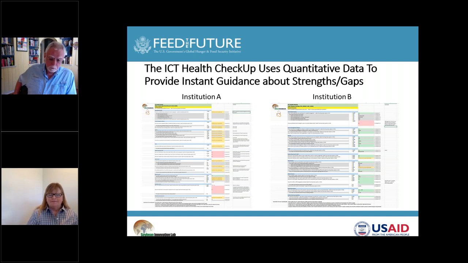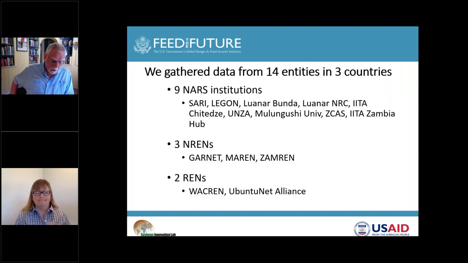So we gathered data from 14 entities in three countries, countries of Ghana, Malawi, and Zambia. We went to 9 NARS institutions that are listed there. We talked with the National Research Education Networks, the NRENs, in each of those countries. And we also interacted with representatives from the regional educational networks in both West and East Africa.